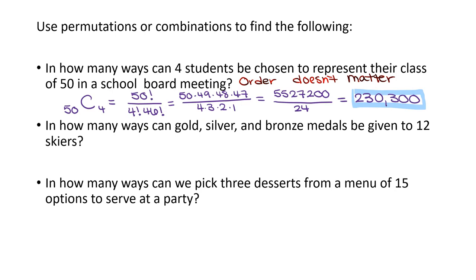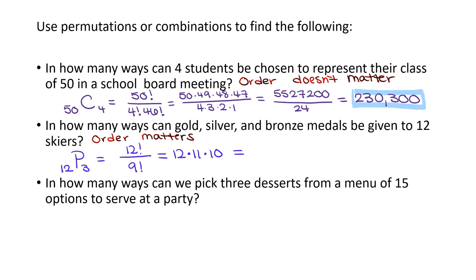All right, question 2. In how many ways can gold, silver, and bronze medals be given to 12 skiers? So our first question is, does order matter? And the answer is yes here. It's different if you win gold versus silver versus bronze. Those are different options. So this would be permutations. We are picking three medals out of a group of 12 people. So I'm going to use my permutation formula.